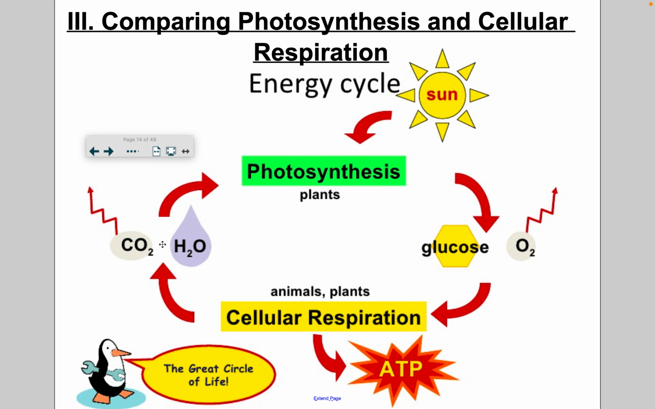The reactants for photosynthesis, what goes into the process? CO2 and water. What comes out of photosynthesis? Glucose and oxygen. What goes into cellular respiration? Glucose and oxygen. What comes out of cellular respiration? Carbon dioxide and water. So they are the reverse of each other. The reactants of one are the products of the other, and vice versa. And these two keep each other in check. It's a great balance, check and balance in life.